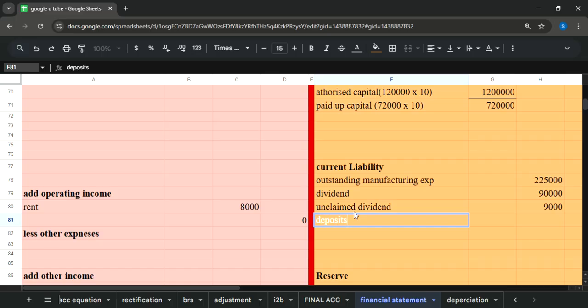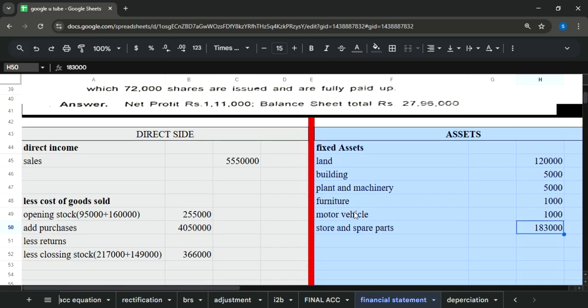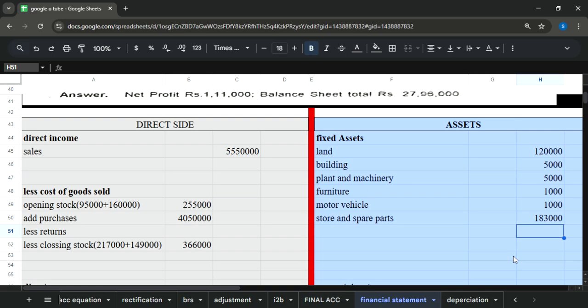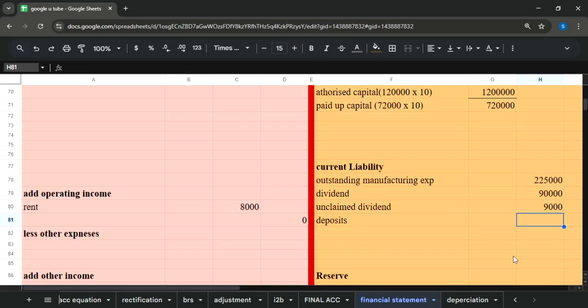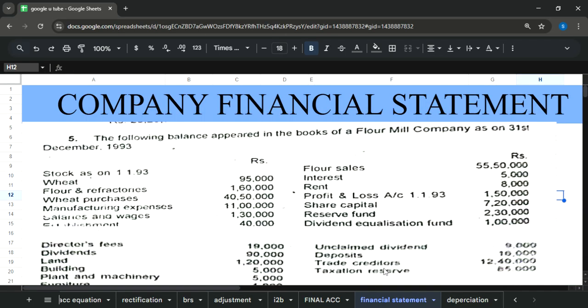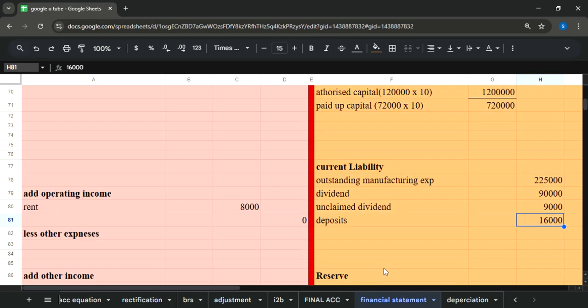I'm sure you understood that somebody else had deposited this amount to our organization. Now again, there is a figure, and deposits are 16,000. So we are going to mention this amount in current liability. After deposit, we have trade creditors. That's confirmed as current liability again. So you will be writing trade creditors on the liability side.